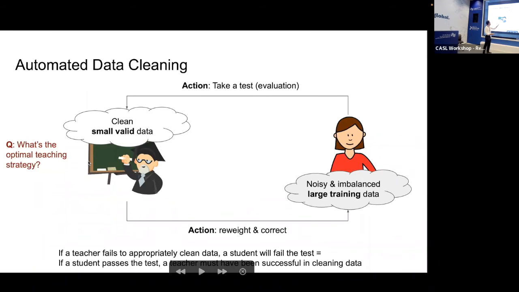And then after finishing learning, students take a test on a small clean validation data set. If the student's performance is poor on the validation data set, the teacher updates their re-rating and correction mechanism. And we iterate this procedure multiple times until students really perform well on the clean validation data set. Because students are performing well on the clean validation data set, we can safely say that the data is correctly cleaned.